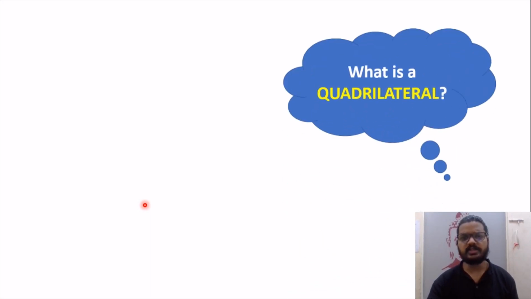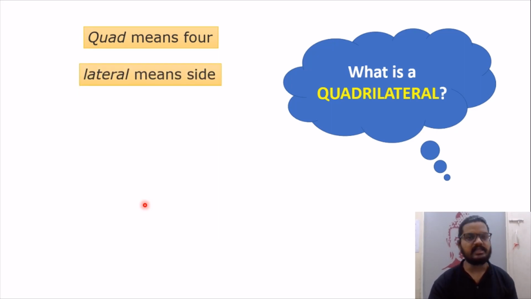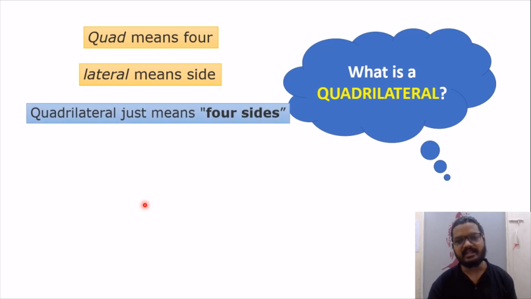So the very first question should come to your head. What is a quadrilateral? And the beauty of math over here, the word itself can explain it. Let's observe that. Quad means 4, whereas lateral means side. So quadrilateral, that means something which has 4 sides.